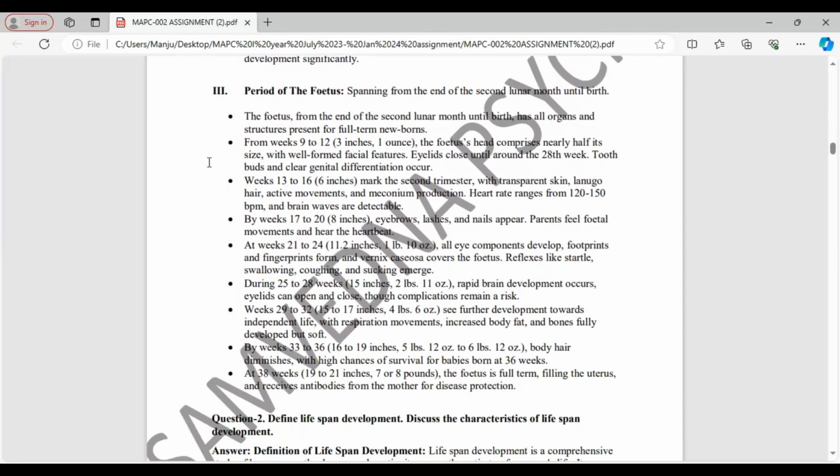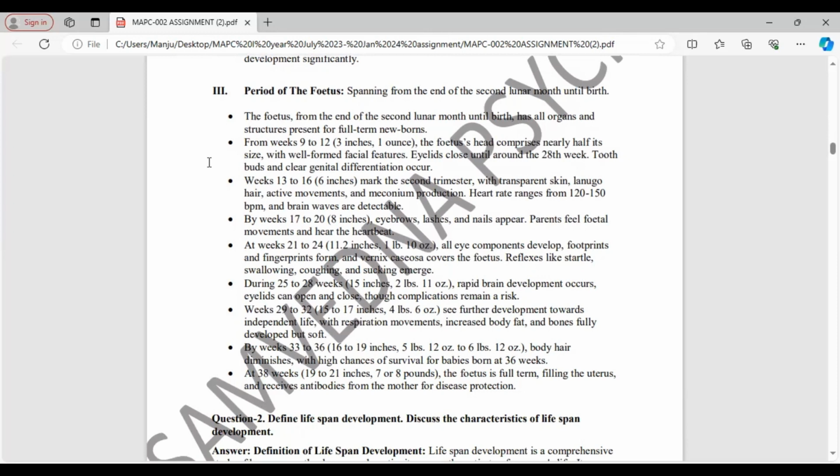Here, when the time of birth is there, by that time this fetus has all the organs and structures which are present in a human being. So from the beginning of this, that is from week 9 to 12, the fetus's head is initially nearly half the size of the rest of its body, and it has well-formed facial features.